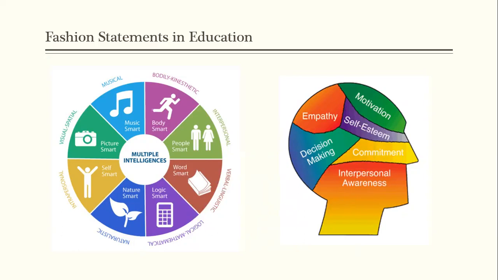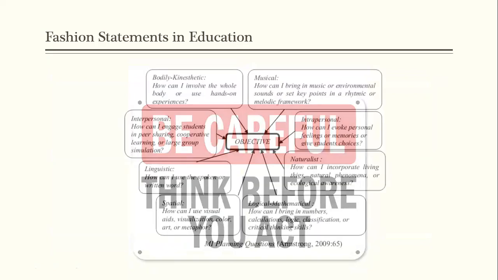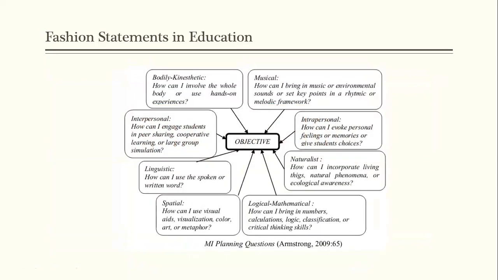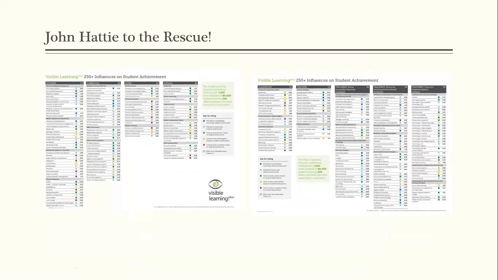So we really need to be very careful with these fashion statements that always come down the pike. And this is why reflection is extremely important. And this is an example of something I pulled where somebody is trying to create objectives based on multiple intelligence. And Gardner himself said, you should not do that, right? That's a no-no.